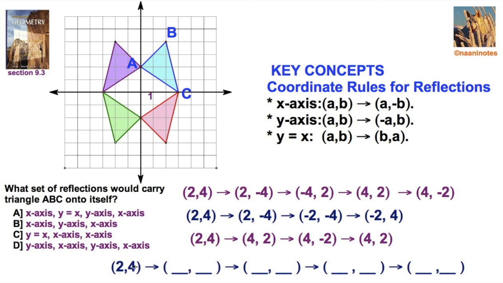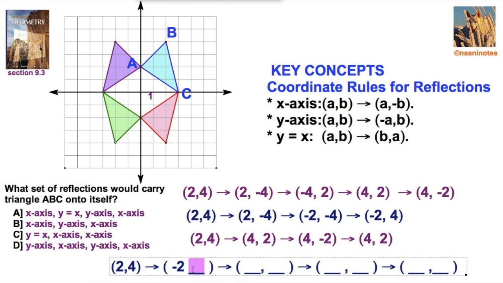But try this out. Let's take the one point. I'm going to take the point B, and let's see how it travels through these transformations. The y-axis: that's going to be the opposite of a, b. So that's going to be (-2, 4). Now, wow, I lost my comma. And let's do the next one. So I'm going to take that point and reflect in the x-axis. So I keep the -2, and I flip the 4 to -4.